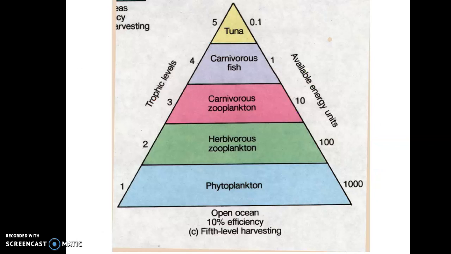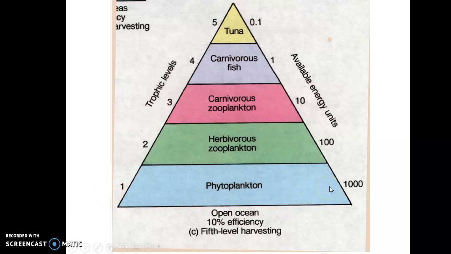Here's a picture of an ocean. This would be an ocean food web or ecological pyramid. So here you have trophic levels 1 to 5 over here. You have available energy units over here. And then in the middle, it's labeled what makes up that level. So at the bottom is phytoplankton. They have the highest numbers. They get their food right from the sun because they do photosynthesis.